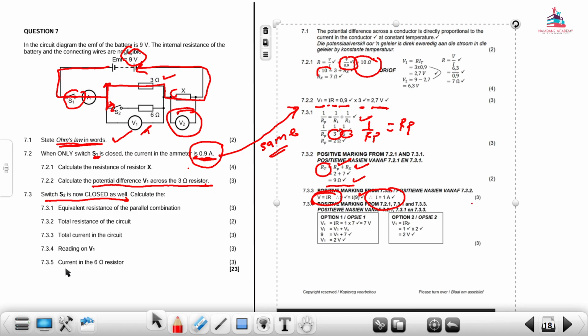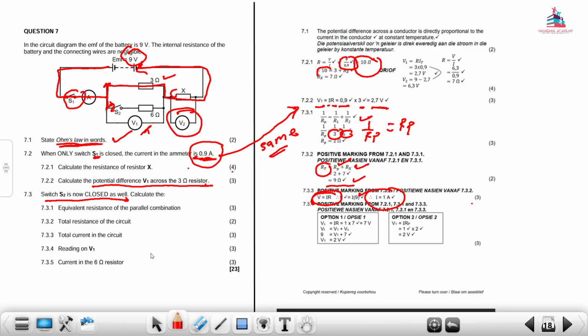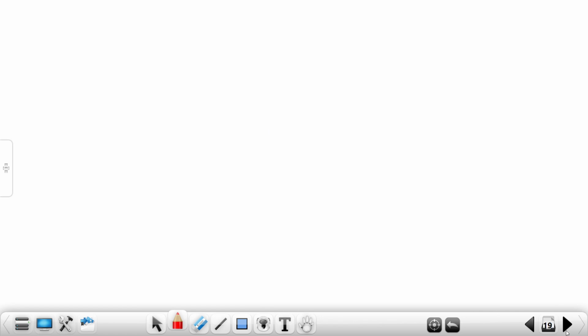Then the last question, we must calculate the current in the 6 ohm resistor. Do we calculate current? We'll say V is equals to IR. What is our voltage that we just calculated? Remember, because they are parallel, the V1 for 3 ohm resistor will be the same as the V for 6 ohm resistor, which is 2. Then we are looking for I. Then what is our resistor? 6. Therefore, I will be equals to 0.33A. That's about it. Please do not forget, every time you answer, you must have your formula, your answer.